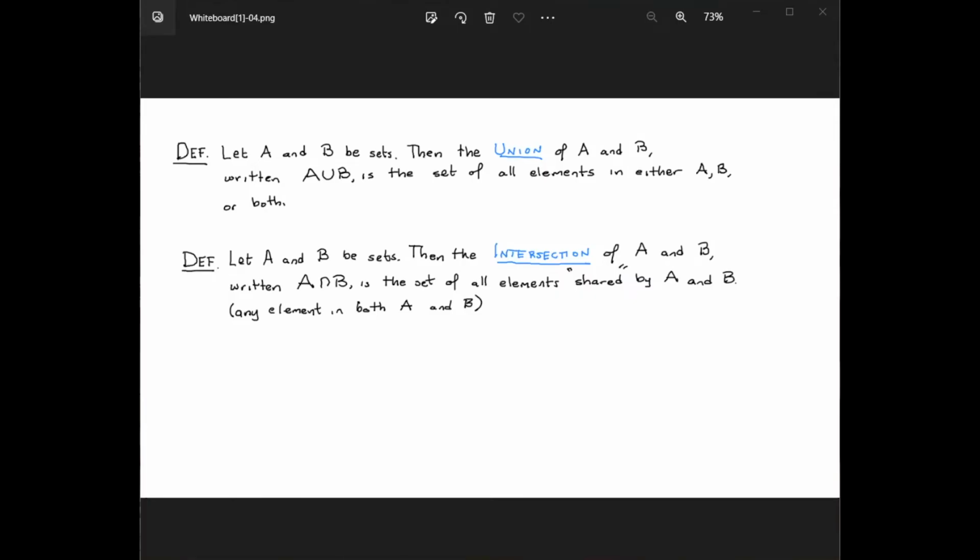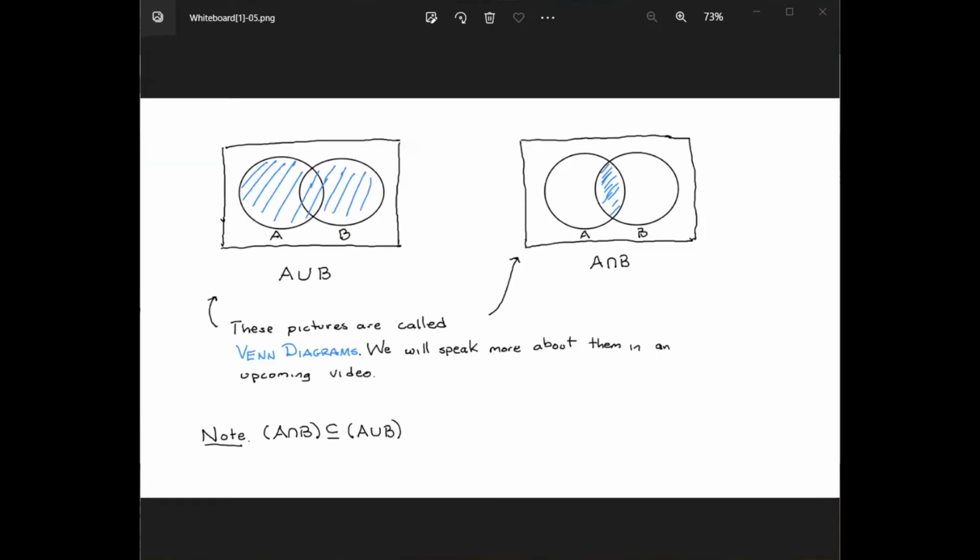Also, we have the intersection of A and B. If we let A and B be sets, then the intersection of A and B, written A, and that's a little cap, B, is the set of all elements shared by A and B, or any element that is in both A and in B.